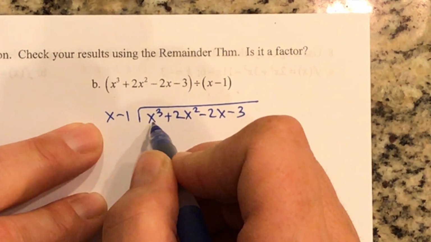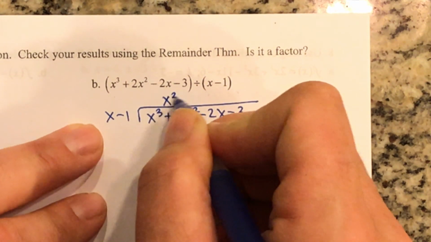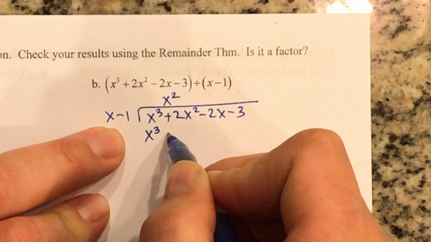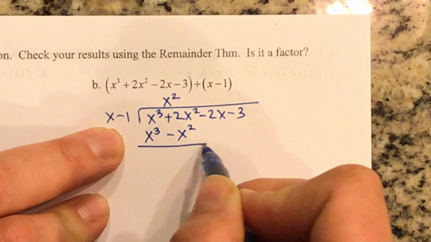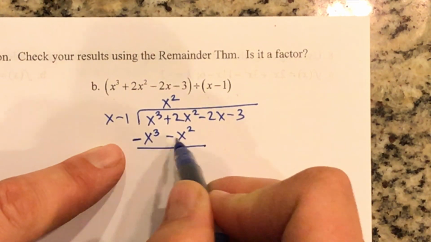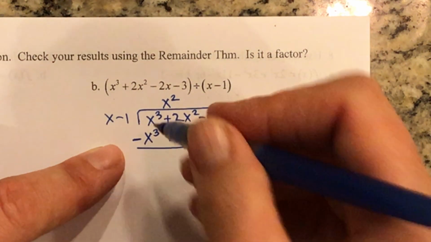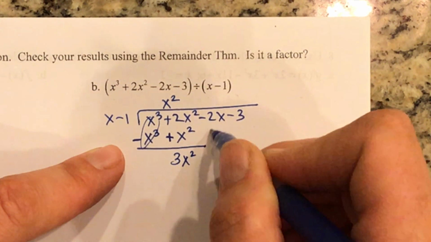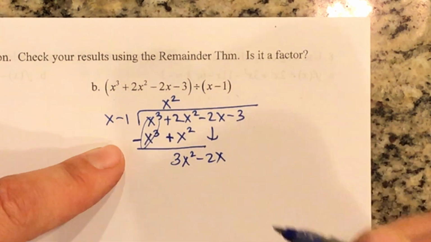Okay, so x times what is x cubed? That would be a cute little x squared. So that's going to be x cubed minus x squared. Draw your line, and now subtract. So now look at this. When I go to subtract, that's going to make this one minus, but it's going to make this one a plus. Gives me a 0 there. And now I get 3x squared. I'm going to bring down my minus 2x.